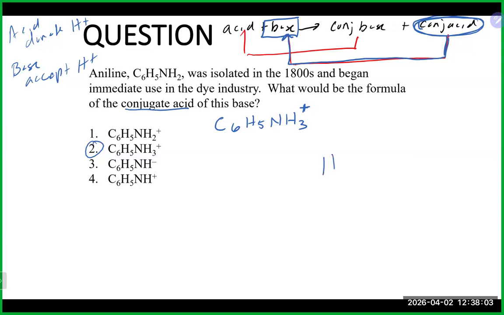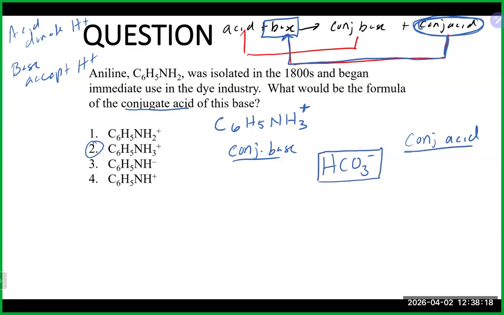So if we had something like HCO3 minus, what would be the conjugate acid for that? And what would be the formula of the conjugate base? In each case, you are starting with this guy. So write the formulas for each of those.